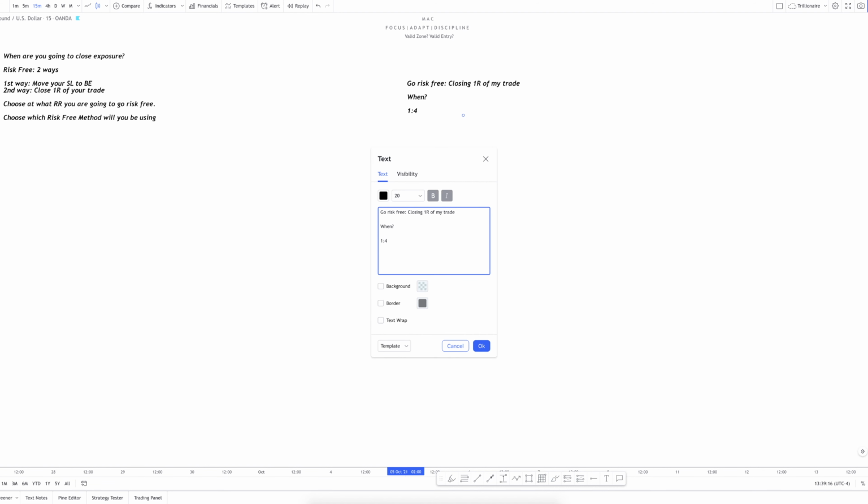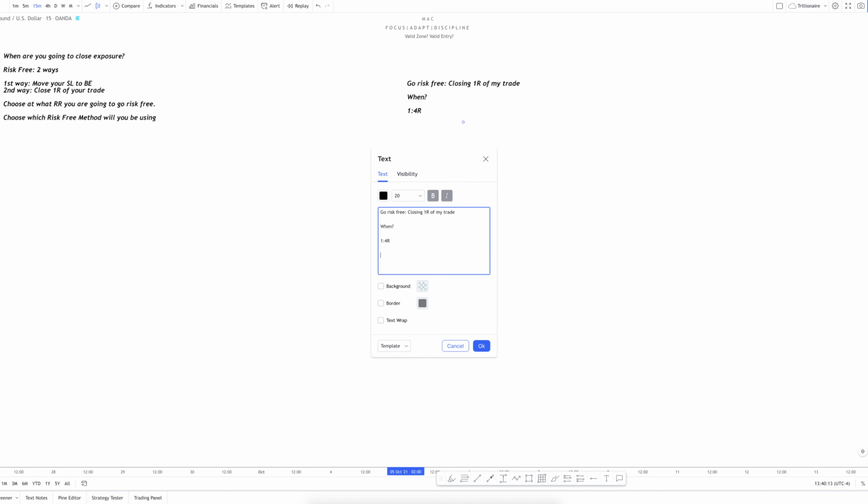Because I'm always going to be risking 1% on a trade. So whenever I'm up 1 to 4R, whenever I'm up 4 times what I'm risking, that is when I will close 1R of my trade. Whenever I close 1R of my trade, that's going to mitigate a possible loss, right? So when I'm up 1 to 4, which usually takes place very, very quickly, feel free to go ahead and close 1R of your trade, okay?